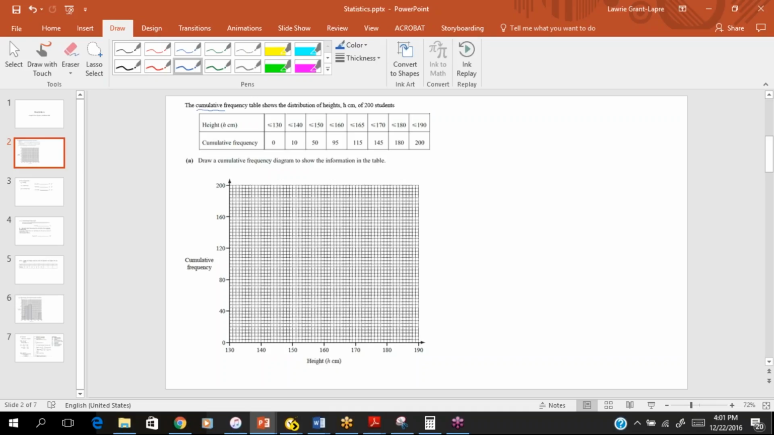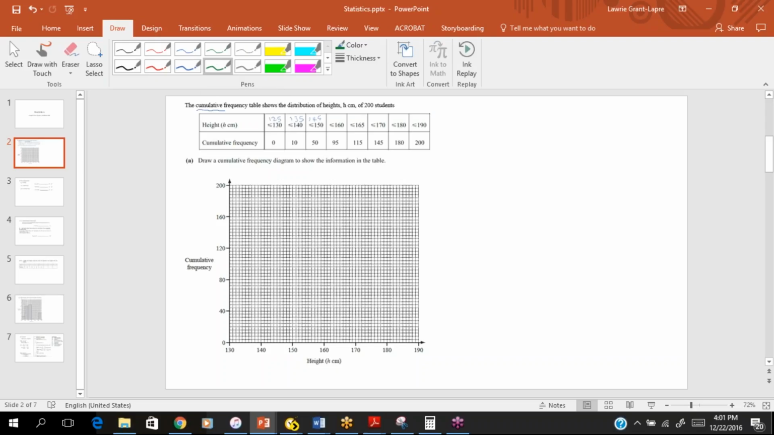So 131, 132, 133. The halfway mark would be 135, which you would use if you had to calculate the mean. So you'd have 10 lots of 135, and there's none of these, which is good. Normally, if it was 120 to 135, chances are there's none of those. There's 50 of these, but we're not asked that question. So we're looking at the cumulative frequency, and we're told to draw a cumulative frequency diagram to show the information in the table. So let's have a look at where we plot these points.